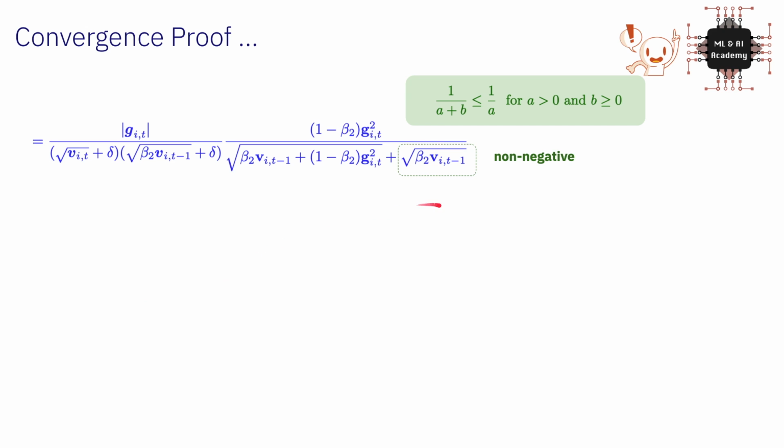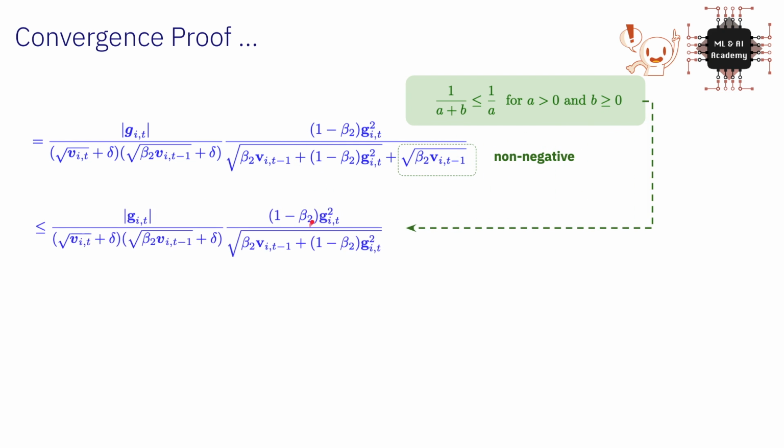In order to do that, we now remember a property about a fraction. So it's easy to see that 1 over a plus b is less than 1 over a if a is positive and b is greater than or equal to 0. So this is easy to see, right? Because you're just doing 1 over some number plus some positive number. And that's just nothing but less than 1 over that number without the addition. So now, because this square root of beta 2 VIT minus 1 is non-negative, then I can apply this property to this equation and get this, right?